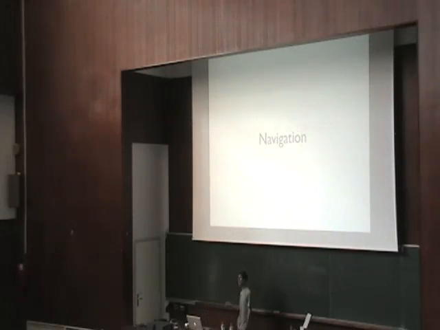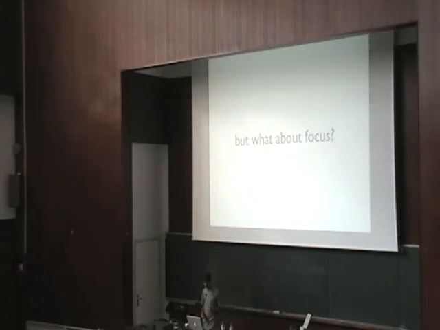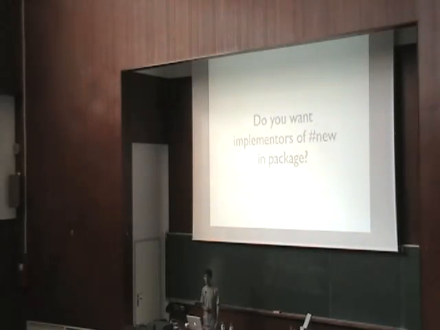Okay, so ubiquity, being able to browse anything from anywhere, it's cool for browsing code. That's cool. But what about focus? For example, if you try to browse the senders of equal. I guess that for some of you, it has already happened, even by mistake: you start to browse senders and it's easy, and then you click on the wrong sender and you get like the 8,000 senders of equal in the system, and you can't do anything about that. So it's useless.